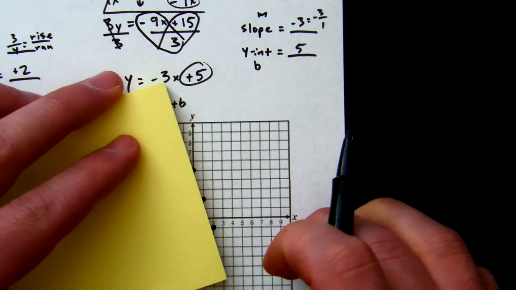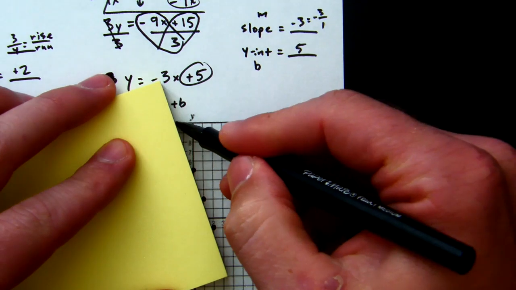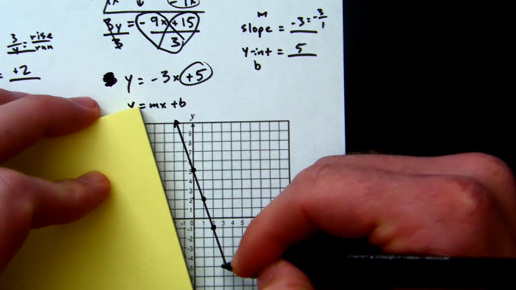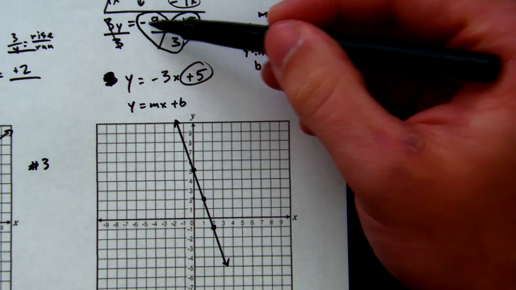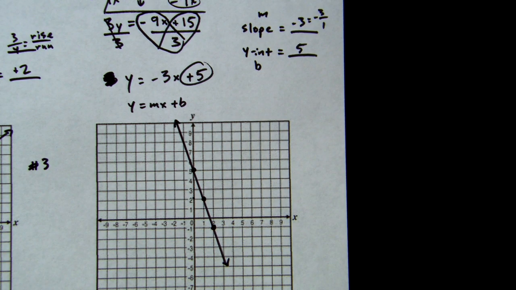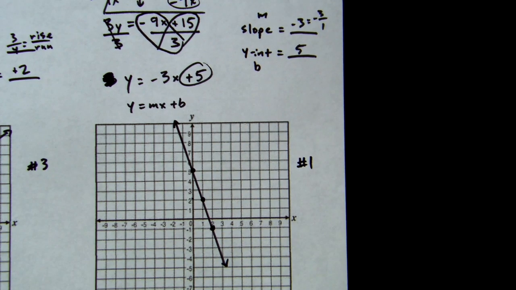Now, we take our straight edge. We connect the points as best we can, just like that. Put the arrows on the end. The slope is negative, so it should be going down. Again, make sure you watch your negatives and your positives. The correct option here, because it was multiple choice, is option number 1.